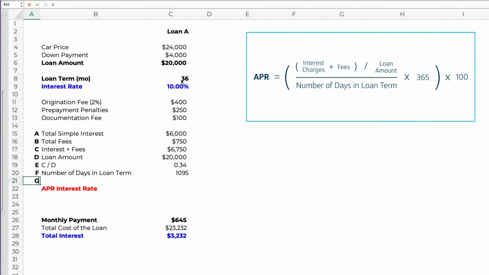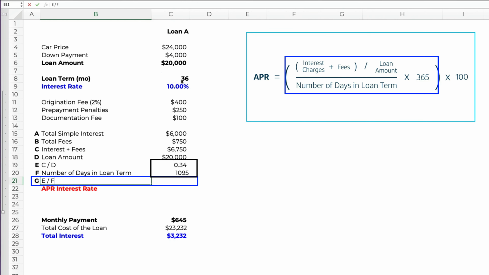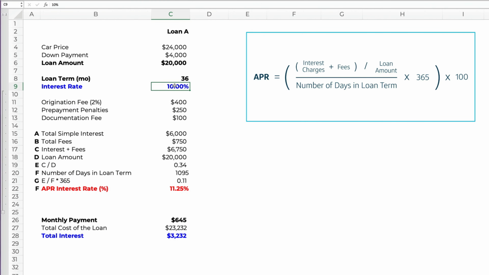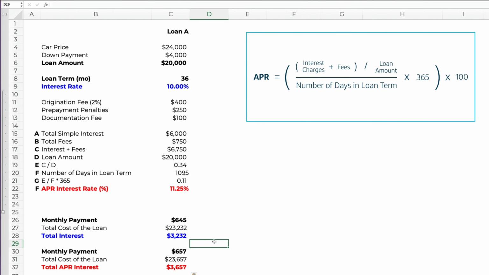Next is the most complex step, basically taking the interest charges plus fees divided by the loan amount. Now we're going to divide it by the number of days in the loan term and multiply it by 365 to get 0.11. So the final step is to multiply by 100 to convert it to a percentage, to an APR. By using the APR instead of the regular interest rate, we would end up paying an extra $425 in interest over a 3-year period.